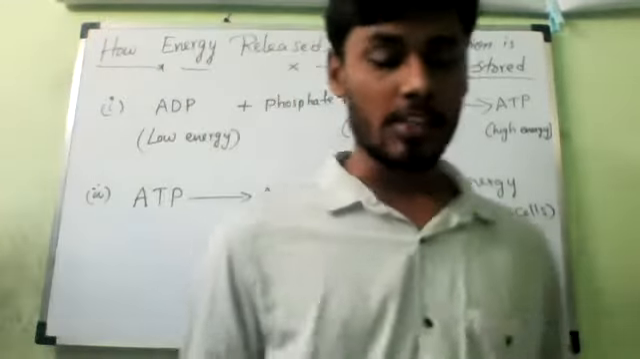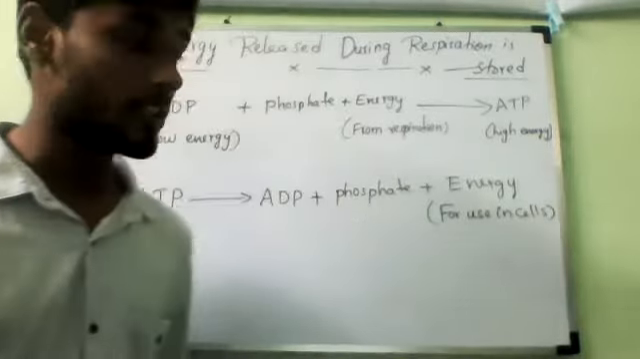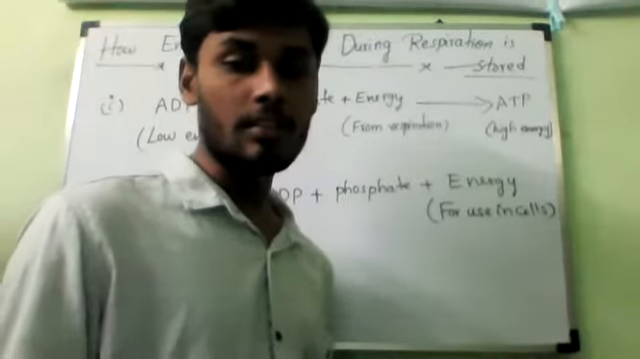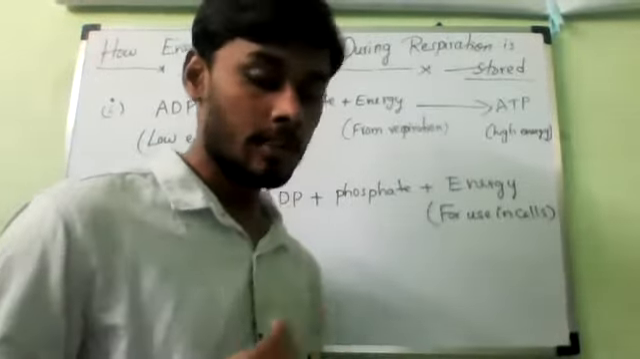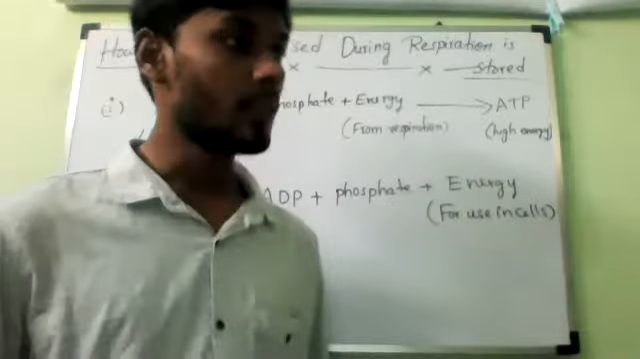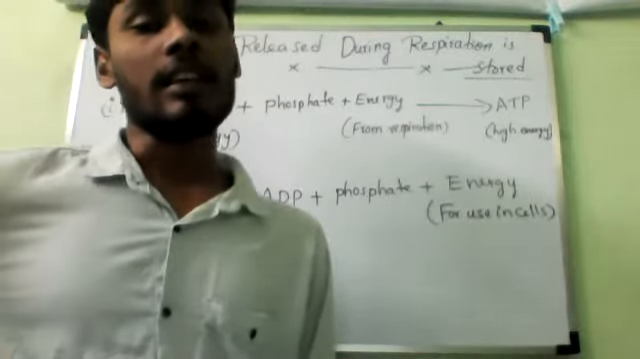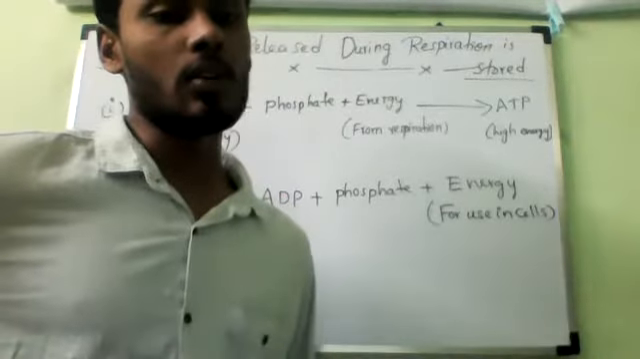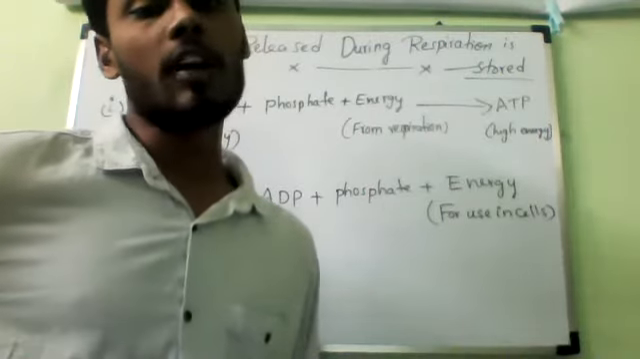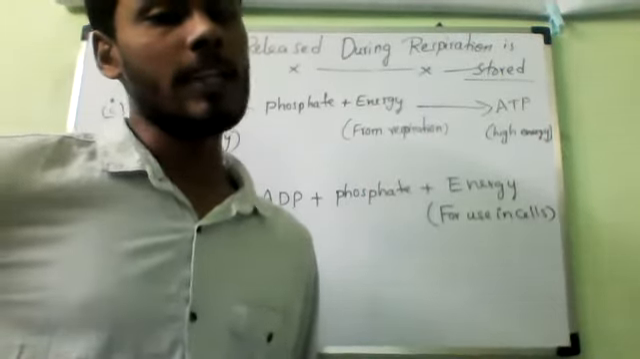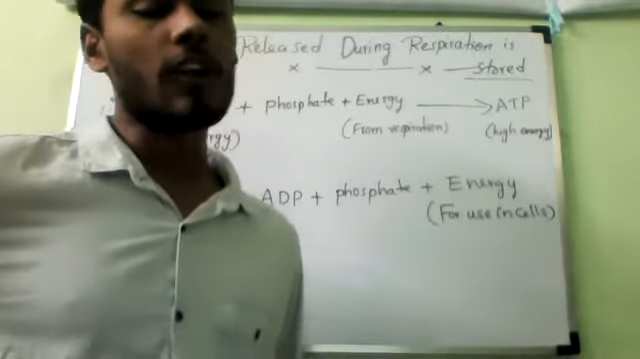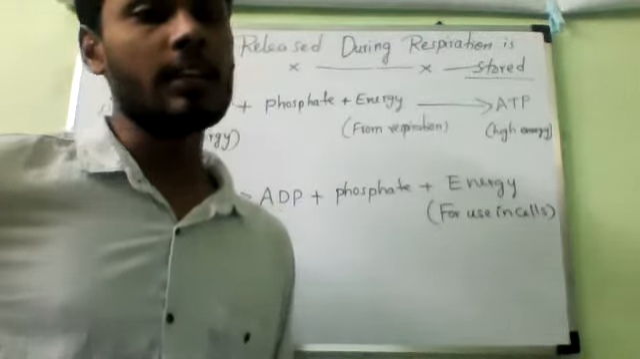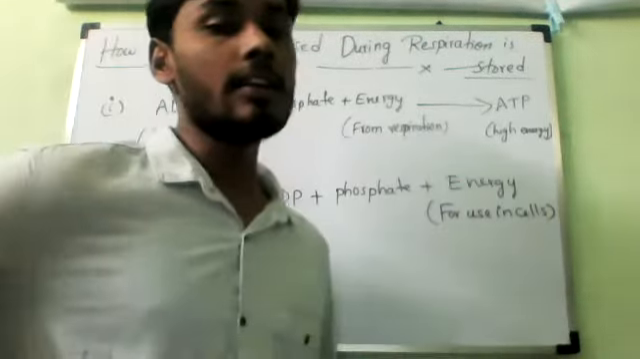The energy released during respiration is used to make ATP molecules from ADP and inorganic phosphate.